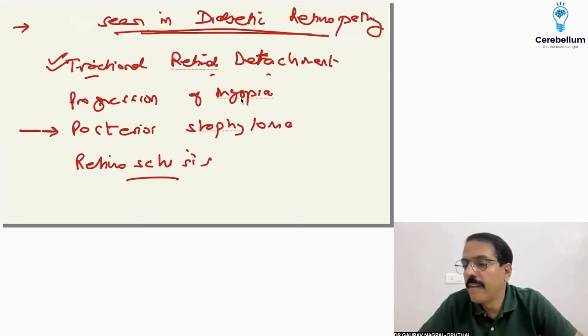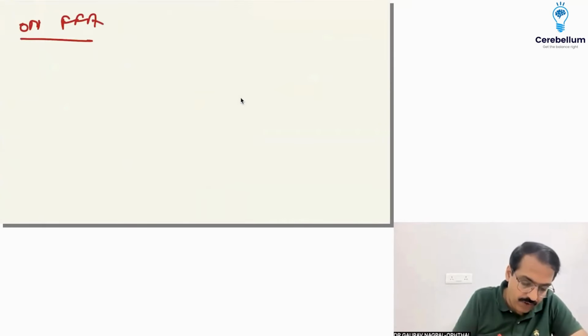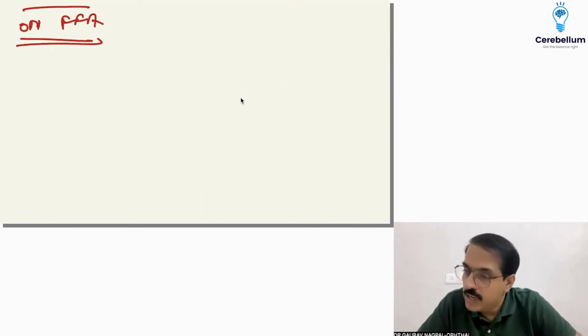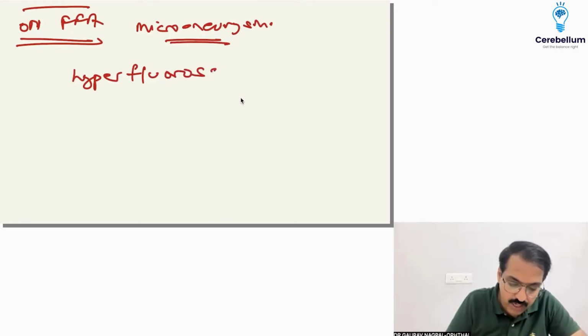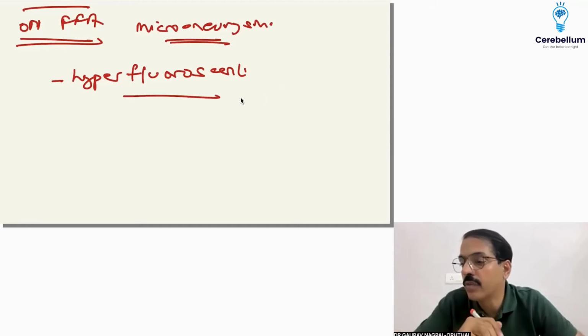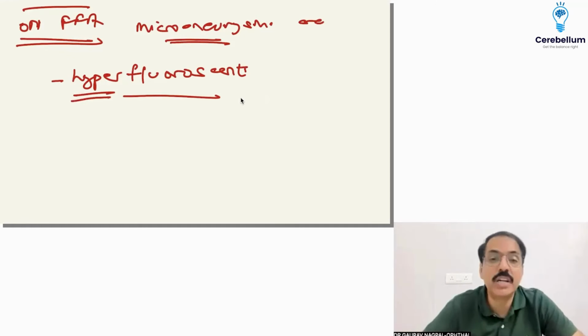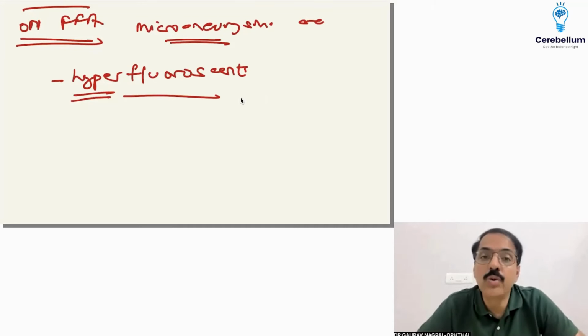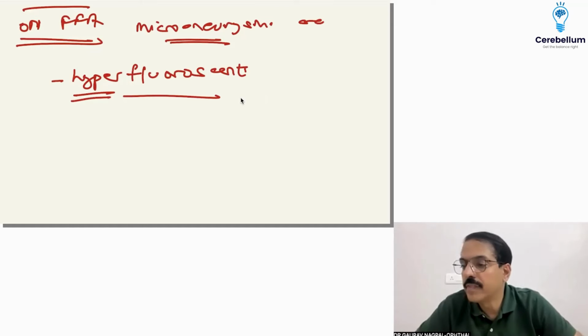There was also a question on FFA, fundus fluorescein angiography. Microaneurysms will be seen as hyperfluorescent, because they will leak the fluorescein dye, giving more fluorescence. This is what we have been telling you: in a patient with diabetic retinopathy, on FFA you can see the microaneurysms as leaking, seen as hyper.